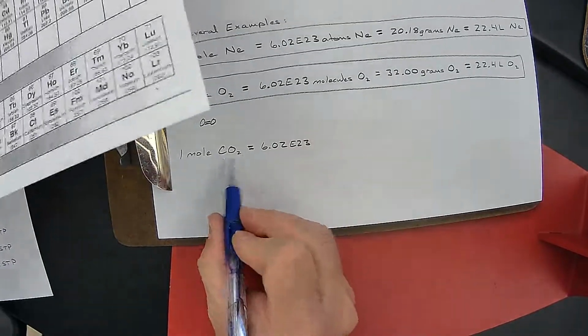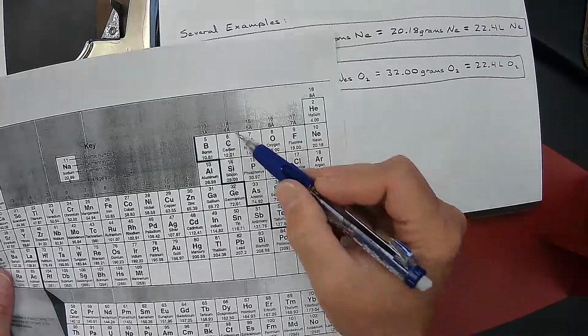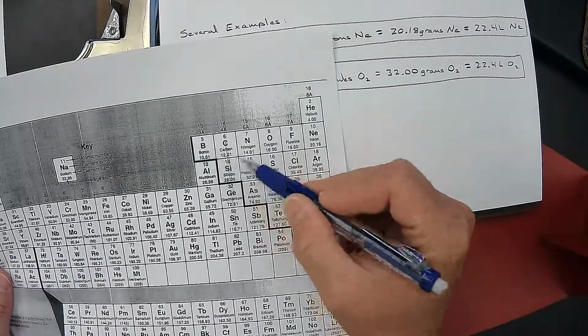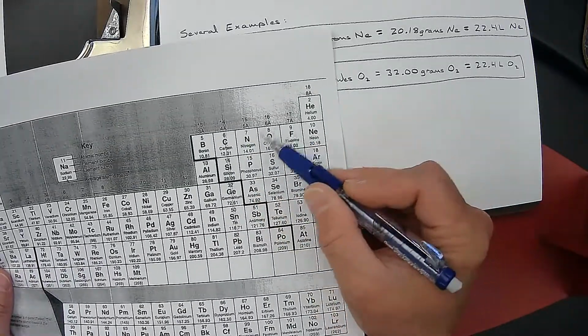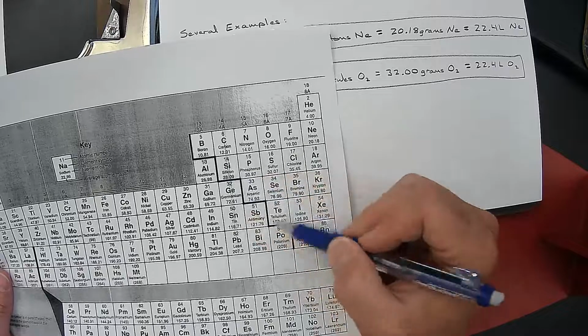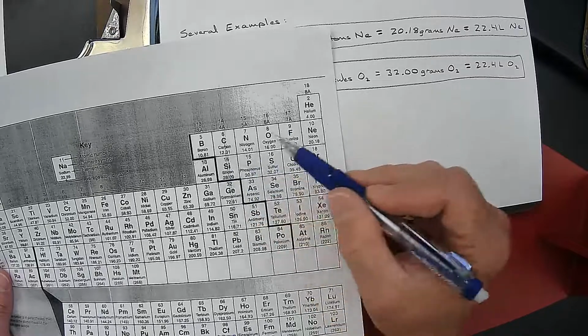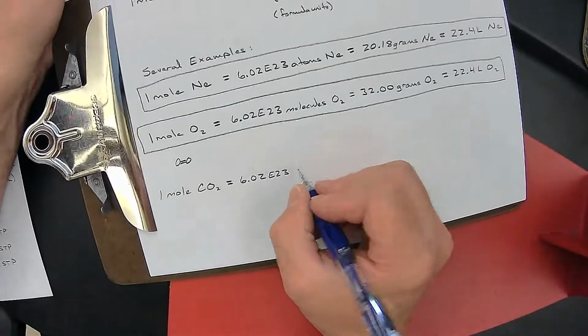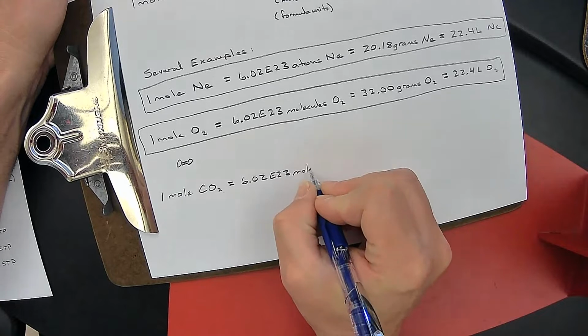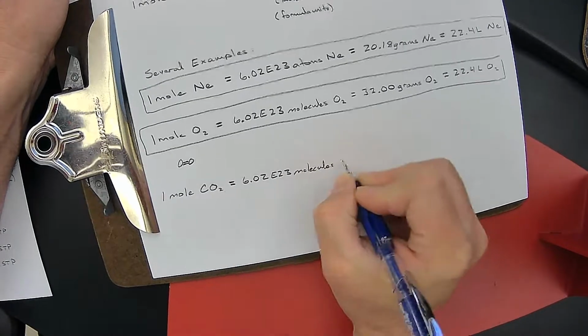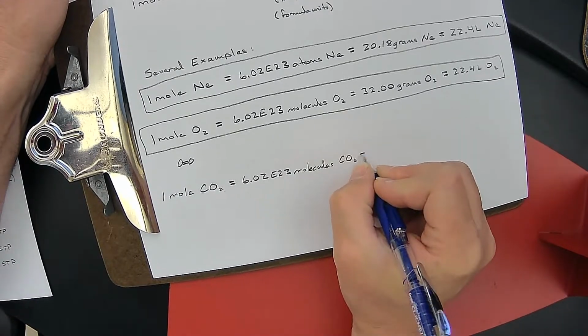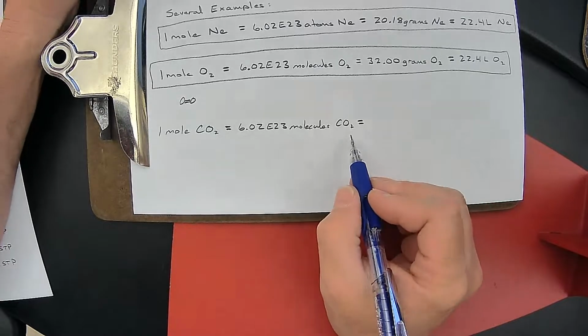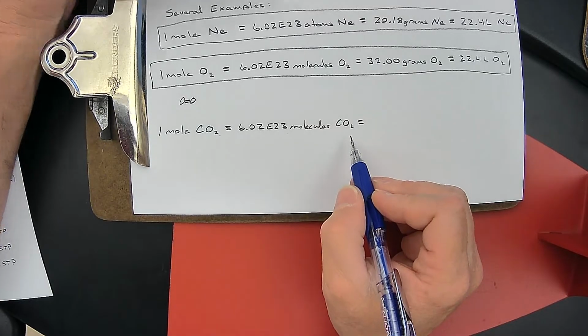So now we got to look up CO2. C is on the right side of the periodic table. It's a non-metal. O is on the right side of the stair-step line. It's a non-metal. So two non-metals, we call those molecules of CO2. That is equal to, or equivalent to.